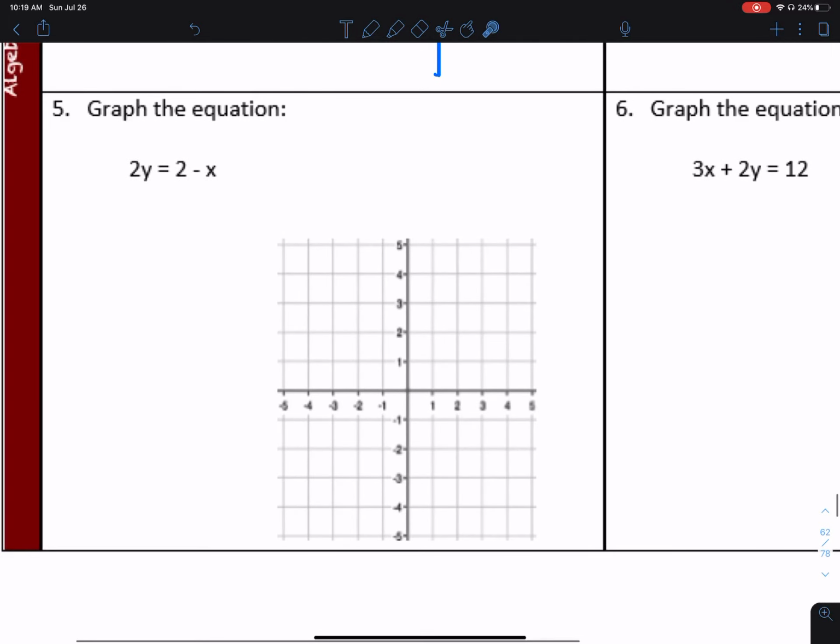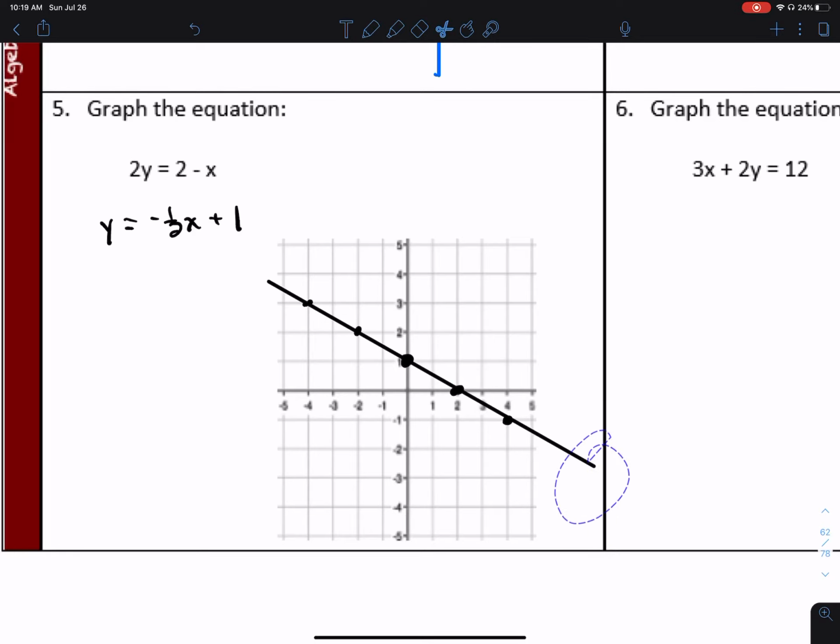Graph this equation. In general, we like to have it in slope-intercept form. We're going to multiply each term by a half. I'm going to also write it so that the x term is first. Y-intercept is 1. I have a slope of negative 1/2. I go down 1 to the right 2, or I go up 1 to the left 2. Please label the y-intercept. Make sure you have arrows on your lines.